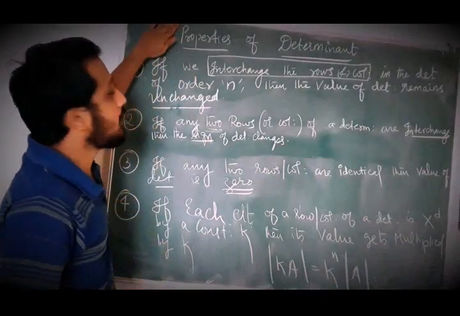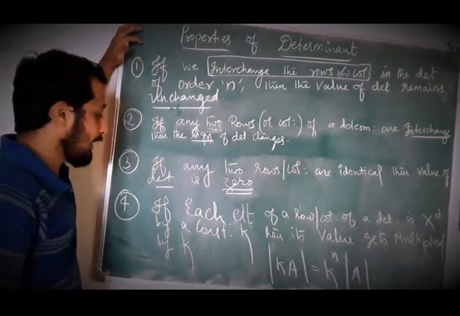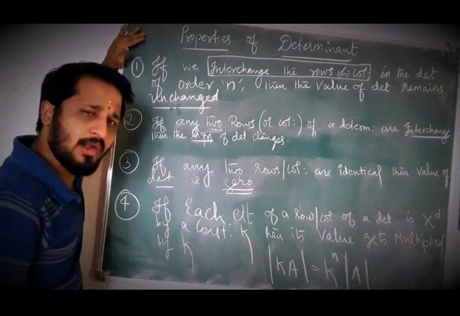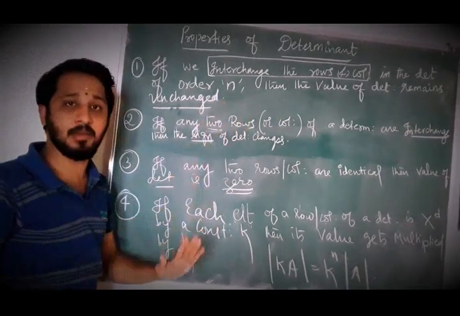Very important concept: properties of determinant. There are a total of 6 properties, but today we are going to discuss only 4 important properties with examples.